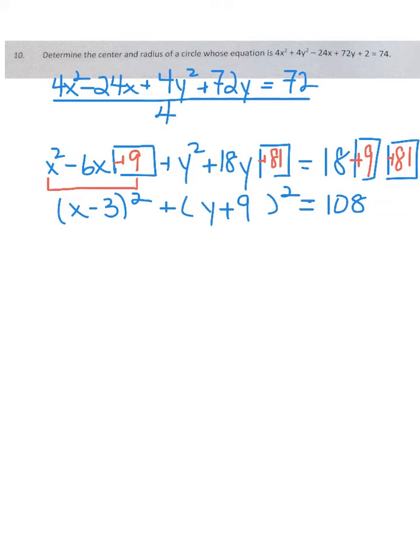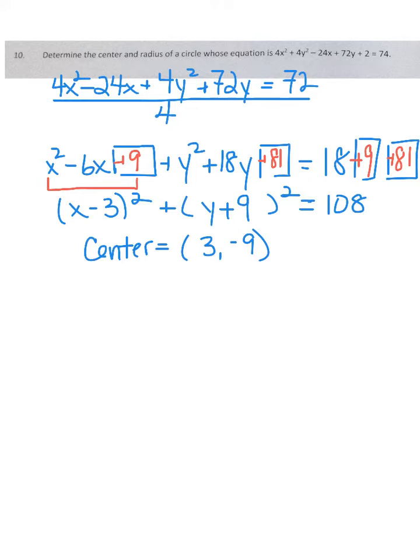All right, so the question is asking us to determine the center. Remember, the center is associated with this value here and this value here, but remember we changed the signs. So my center is going to be equal to 3, comma, negative 9. So there's your center.